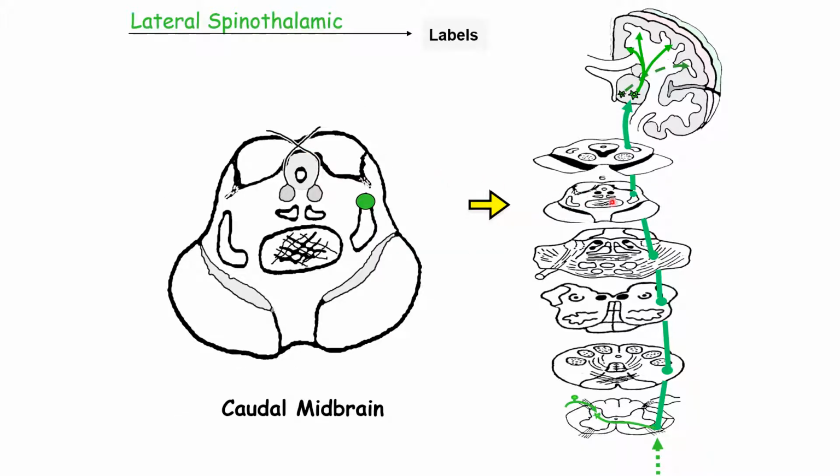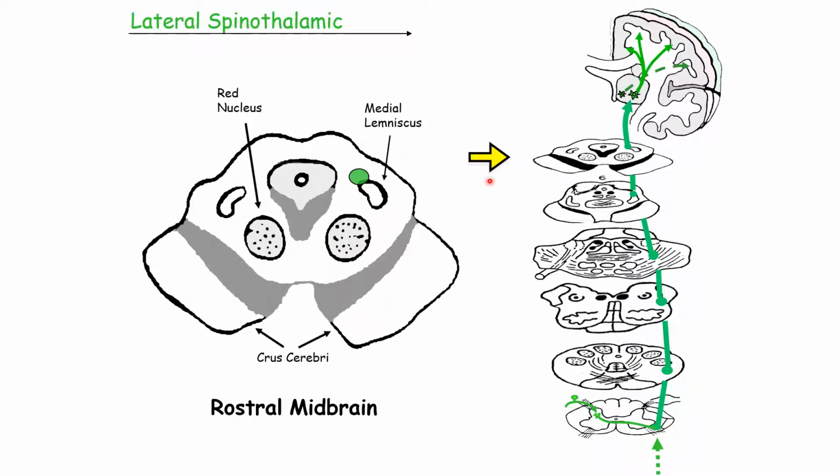As we move into the caudal midbrain, we see that the spinothalamic tract is still in the lateral position. The medial lemniscus has caught up to the spinothalamic tract in its lateral position. We also see the crossing fibers of the decussation of the cerebellar peduncle. As we move into the rostral midbrain, we see now that the spinothalamic tract and the medial lemniscus are close together. We can also see the red nucleus, the crus cerebri, as well as periaqueductal gray and cerebral aqueduct.